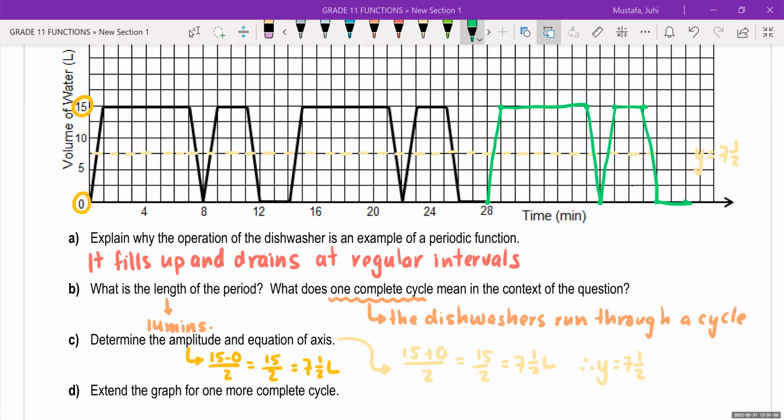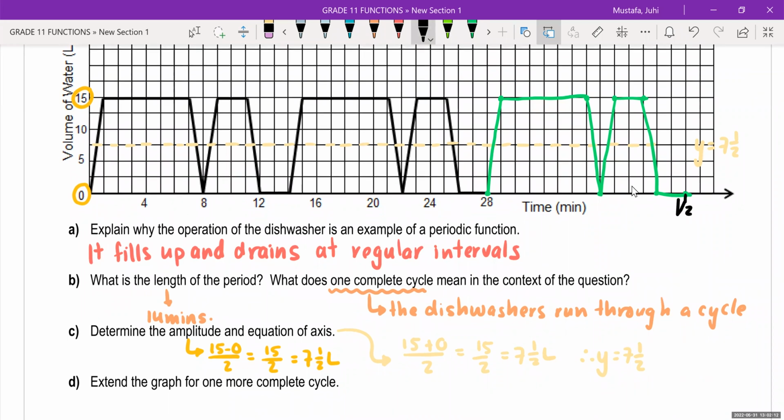I did not. If we know each cycle or each period is 14 minutes and the second one ended at 28, what do you think the next one will end at? We're just going to add 14 to 28 and we end up with 42. So here we're going to be at 42 minutes. That's when the next cycle is going to end. And if you wanted, you could actually put in the rest of the numbers as well, just to be consistent.